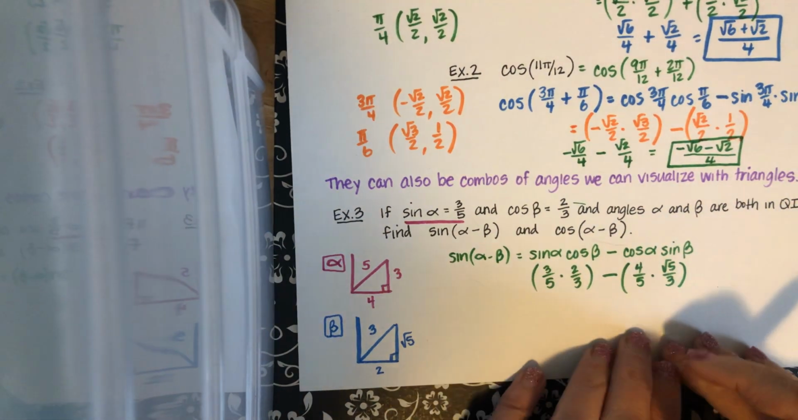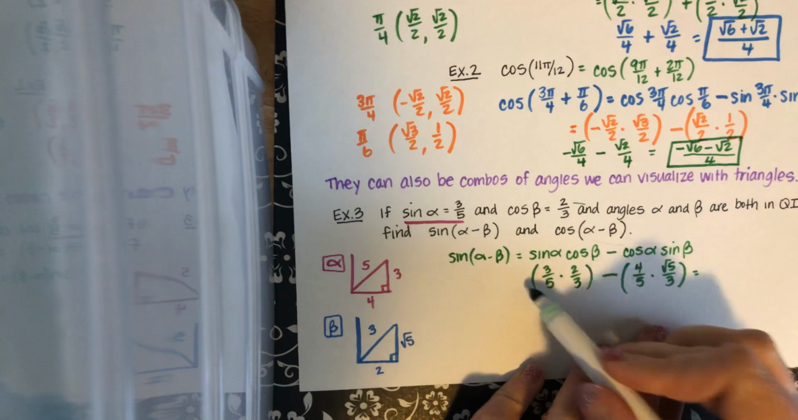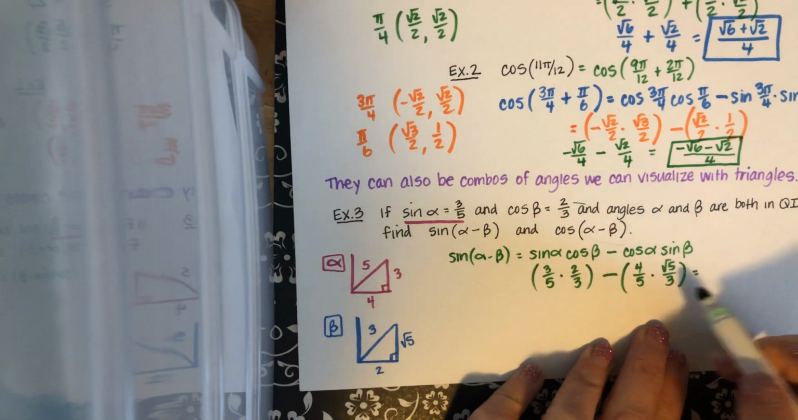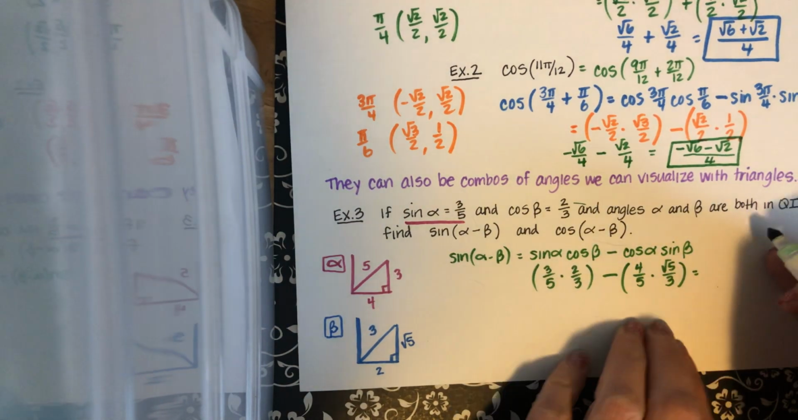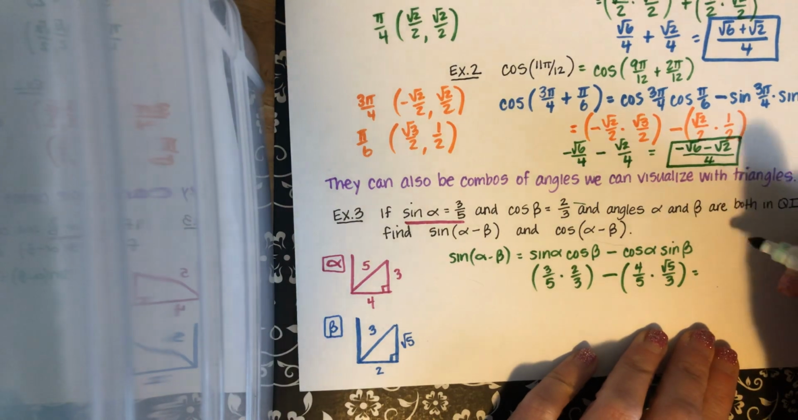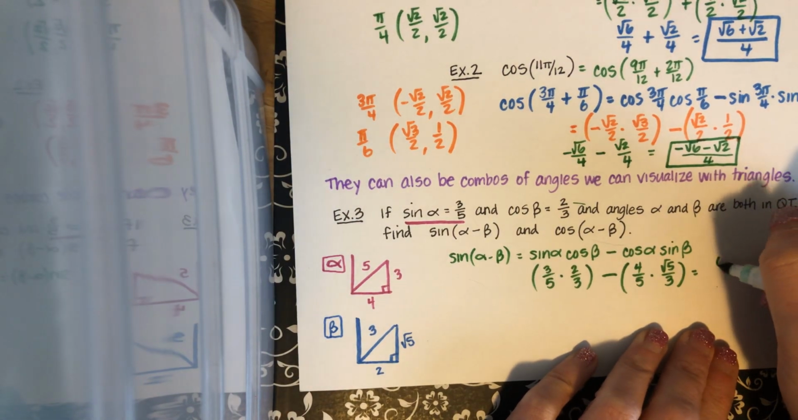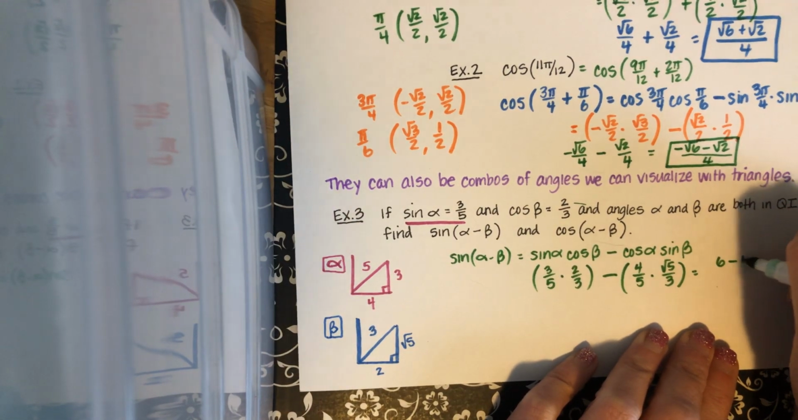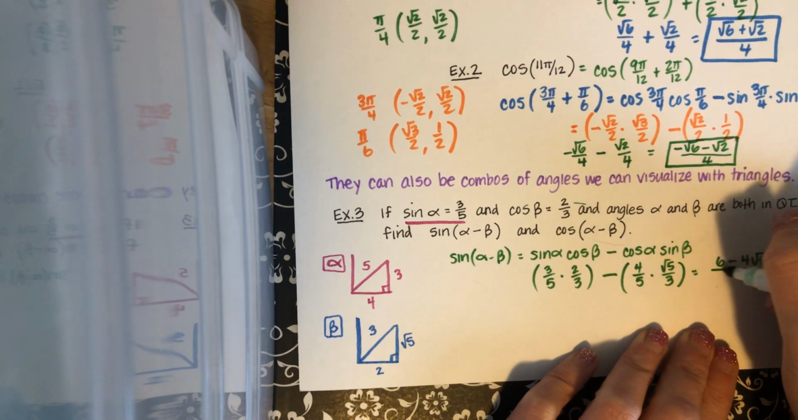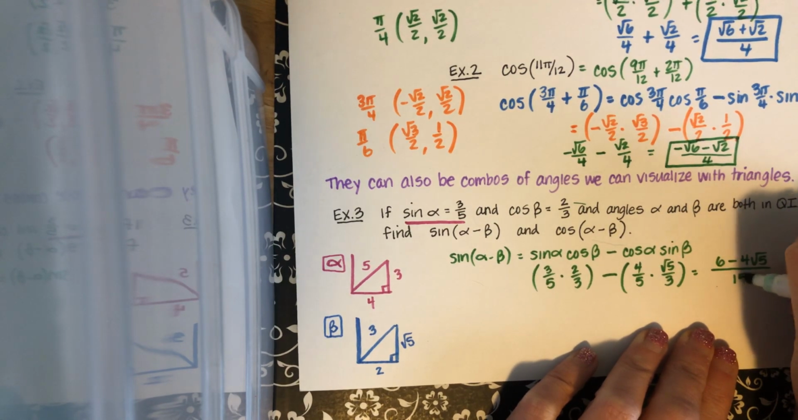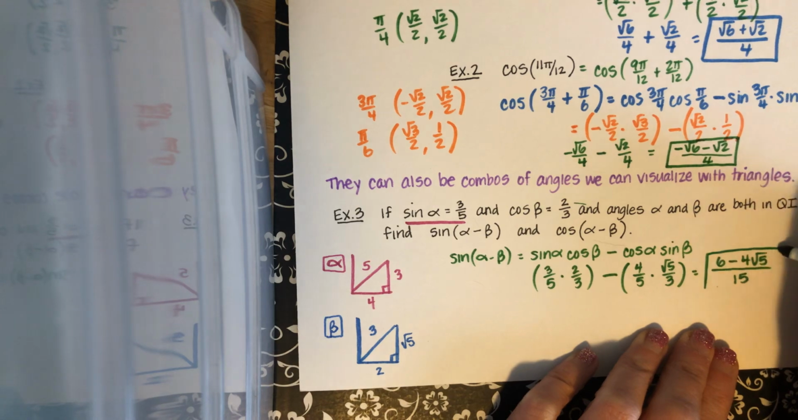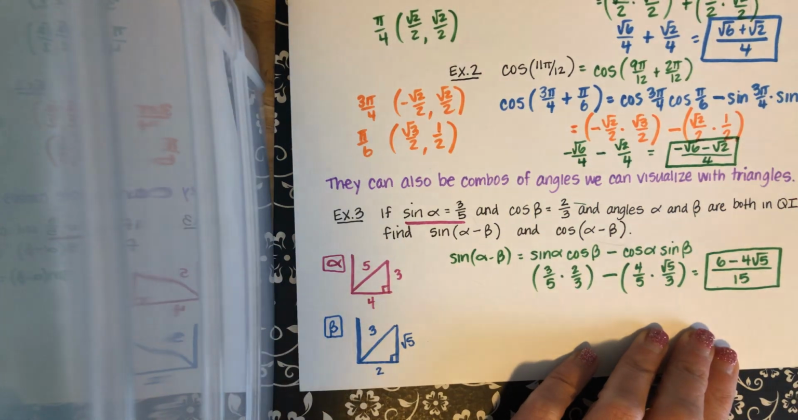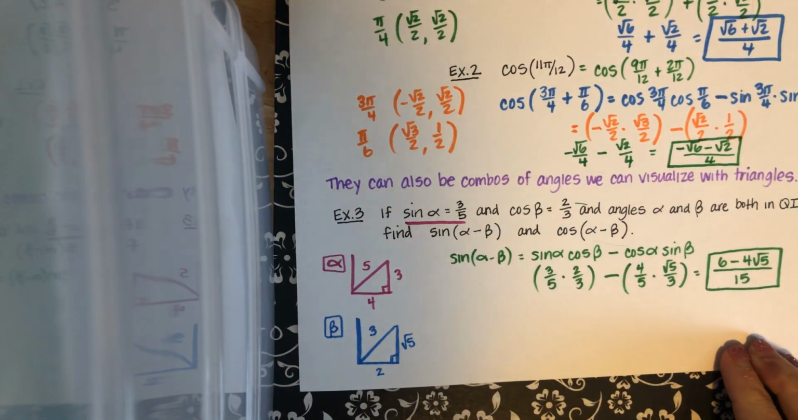So if I clean this up, I'm going to get 6 over 15 minus 4 root 5 over 15. I'm going to go ahead and just write it on one line since I'm losing space here. I'm going to write that as one fraction, 6 minus 4 root 5, and they're both over 15, so we can just combine them as is. Okay? All right. The last one will be similar.